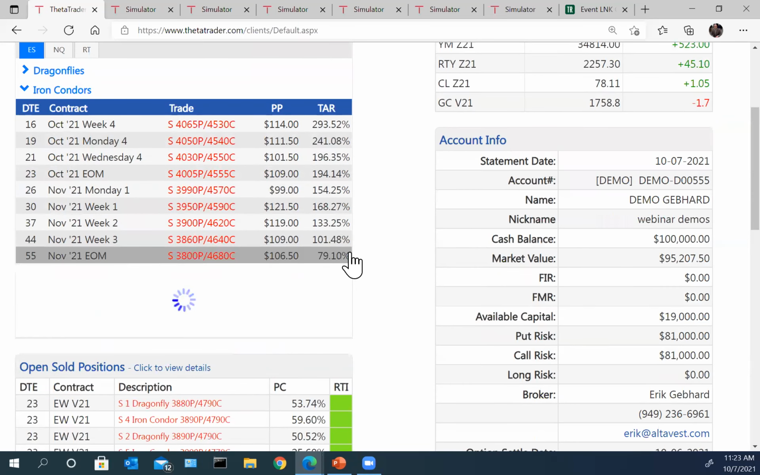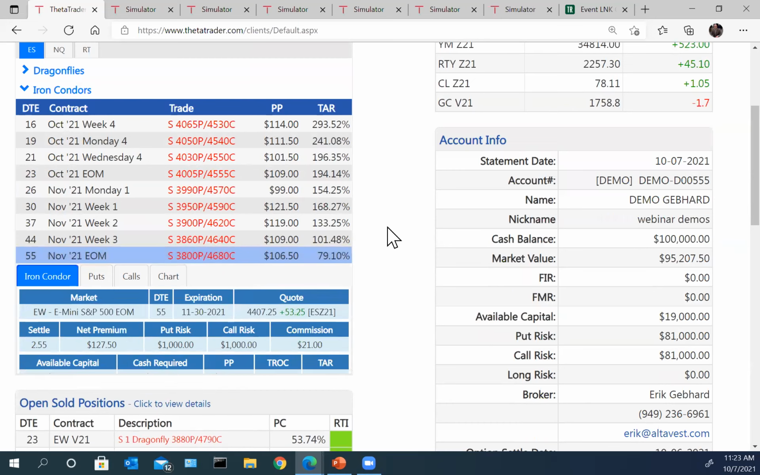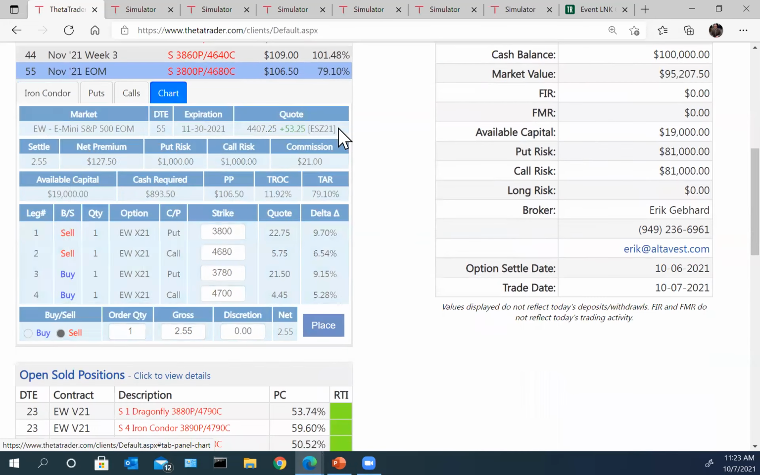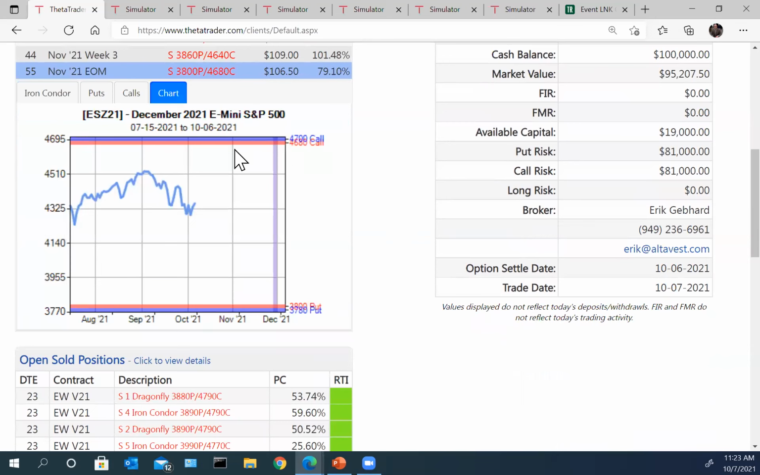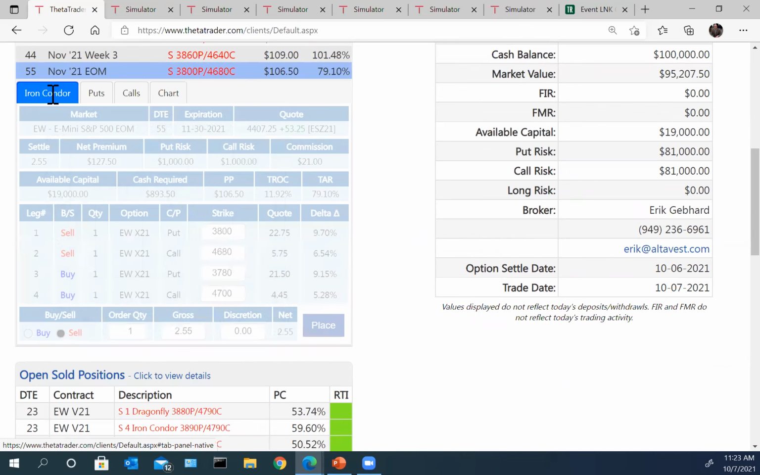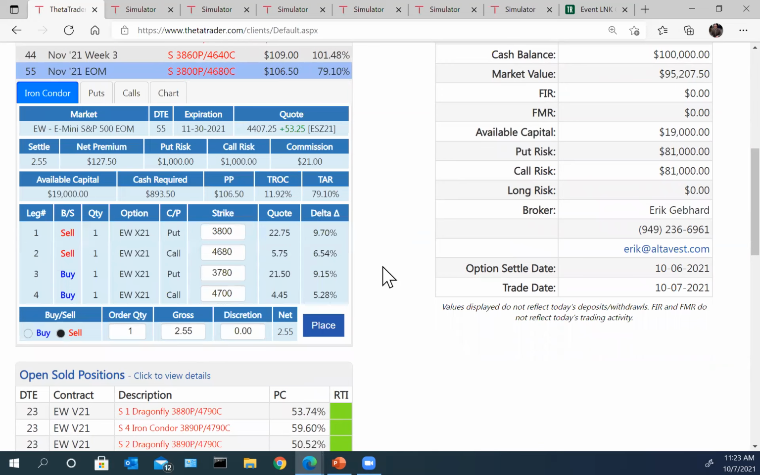And we'll look at this one here, November end of month. First thing I like to do is look at a graph that gives you sort of a helicopter view. You'll see the call spread here, the put spread here, and here's the current price. And you'll notice all the details of the trade here. I'll go through some of these, not everything right now, because of course we're limited, but you'll see the days till expiration at 55 days, and here's the date. Settlement value at 2.55. It gives you the put risk, call risk, commission, available capital, cash required, and profit potential. And then your targeted return on cash, 11.92%, and your targeted annualized return.